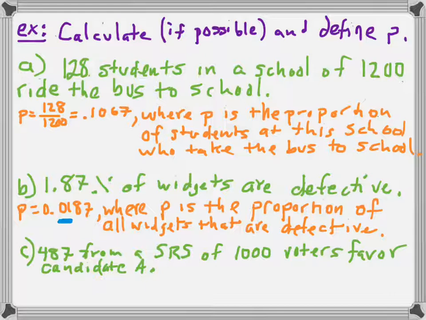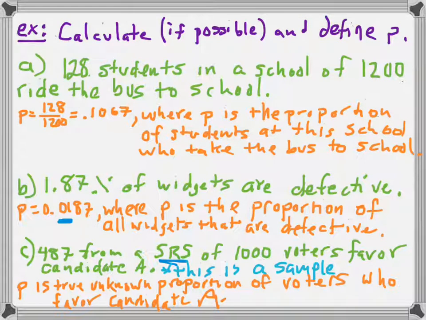Good. Well, this came from a sample, didn't it? This is not all voters. This is merely a subset, 1,000 voters of all voters. At least it's a random sample. So in this case, we don't know what P is since this is a sample, but P is the unknown proportion of voters who favored candidate A.